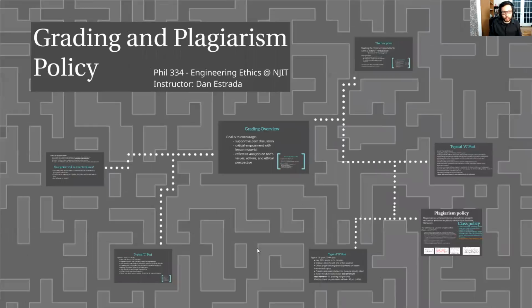All right. That's the grading and plagiarism policy. There are more details. All those details are in the syllabus. This is just to get you the high-level overview, how the default grading procedure works, what the rubric is like. I hope that makes some sense of it.